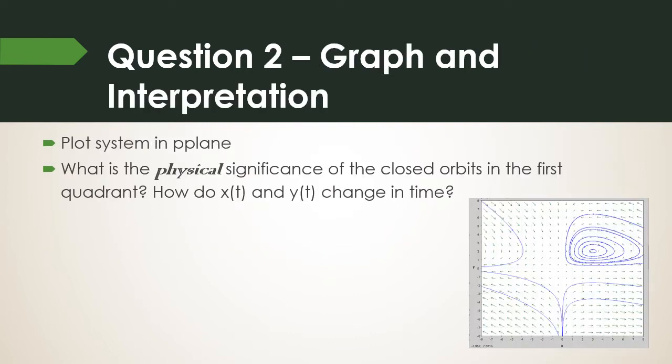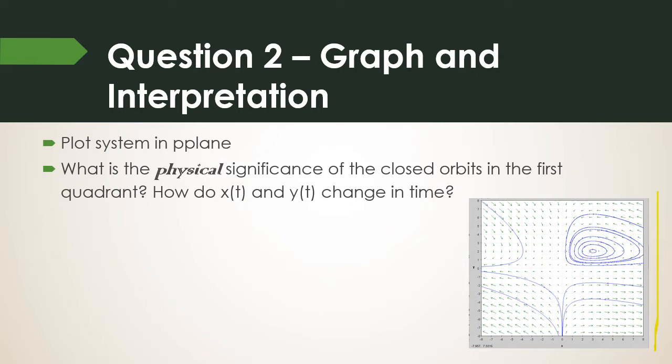The second question asks you to graph this in p-plane, and then asks you to note something about what you see in p-plane. So if you plot it in p-plane, you should get a graph that looks something like that. And you'll notice that what we're interested in is the first quadrant. And in the first quadrant, you'll notice that there are closed loops over here. So the question asks you what the significance of these closed loops is.